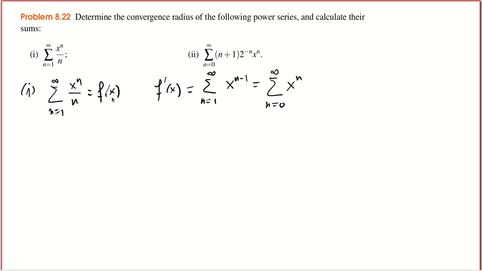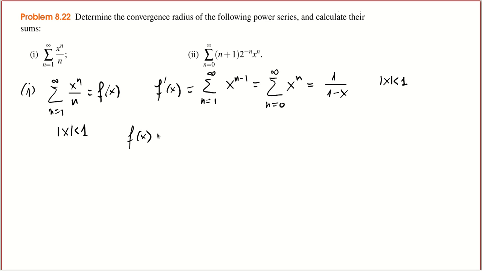We don't know yet the sum of the series that we want to calculate, but we do know the sum of the series that defines the derivative of the function we want to calculate. It's 1 over 1 minus x. This is the geometric series. And we also know the radius of convergence. The radius of convergence of this one is going to be the same, because the derivative and the function both have the same radius of convergence.